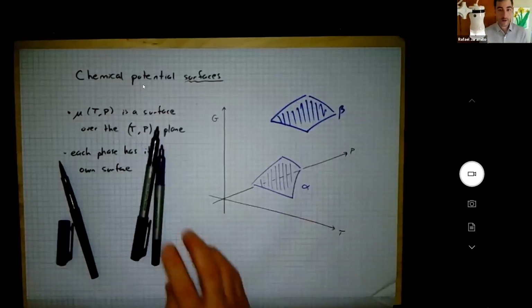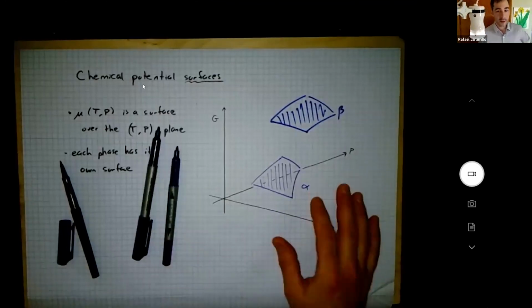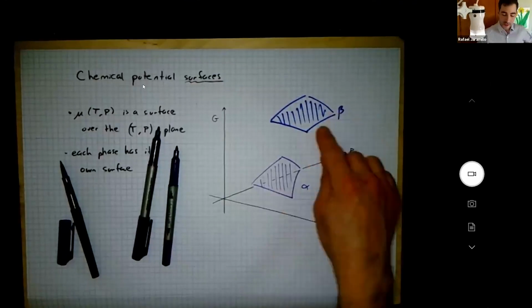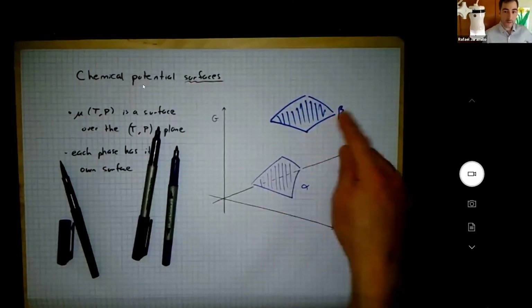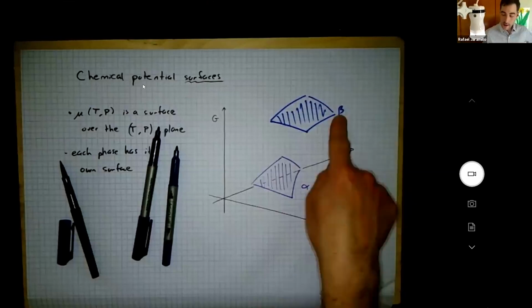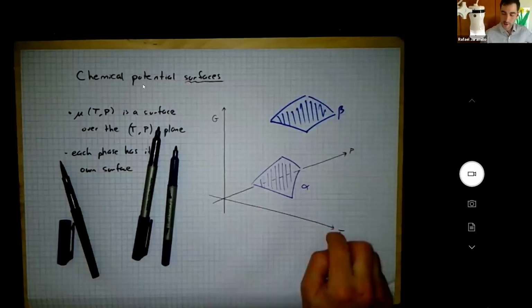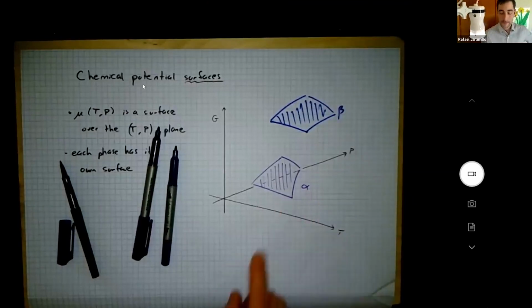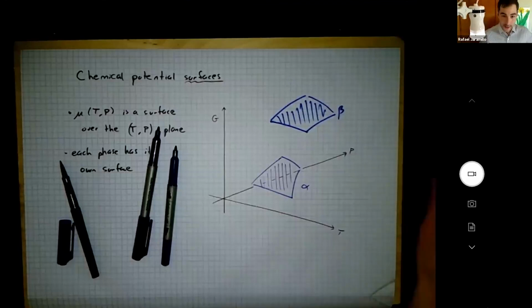So these, I'm just drawing sections of surfaces. So these are functions, right? This is mu as a function of pressure and temperature for phase beta. And this is mu as a function of temperature and pressure for phase alpha. Okay, now let's think about a given temperature and pressure point.